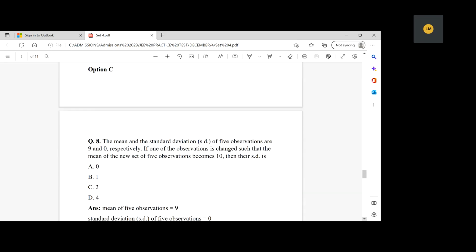This is also a very simple question. The mean and the standard deviation of five observations are 9 and 0 respectively. If one of the observations is changed such that the new mean of the five observations becomes 10, we need to find out their standard deviation. In the initial case, one observation has changed, so the new mean is given as 10, and we need to find out the new standard deviation. So this is what the question is asking.